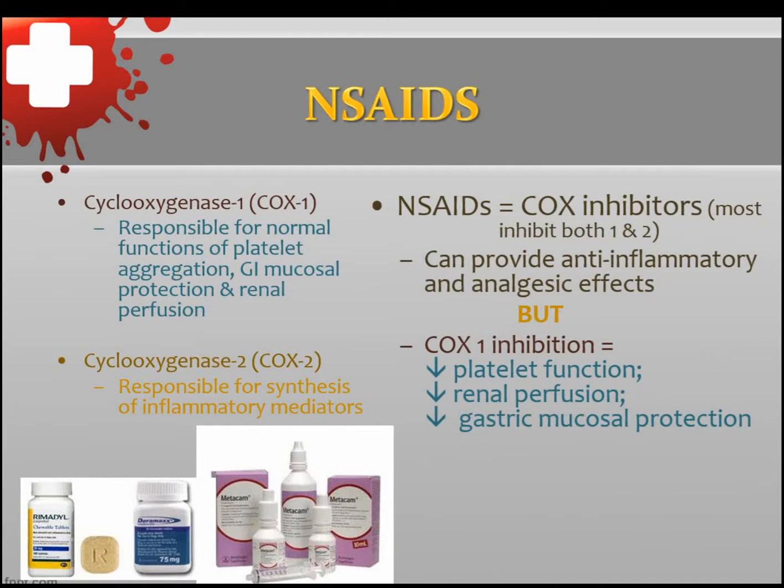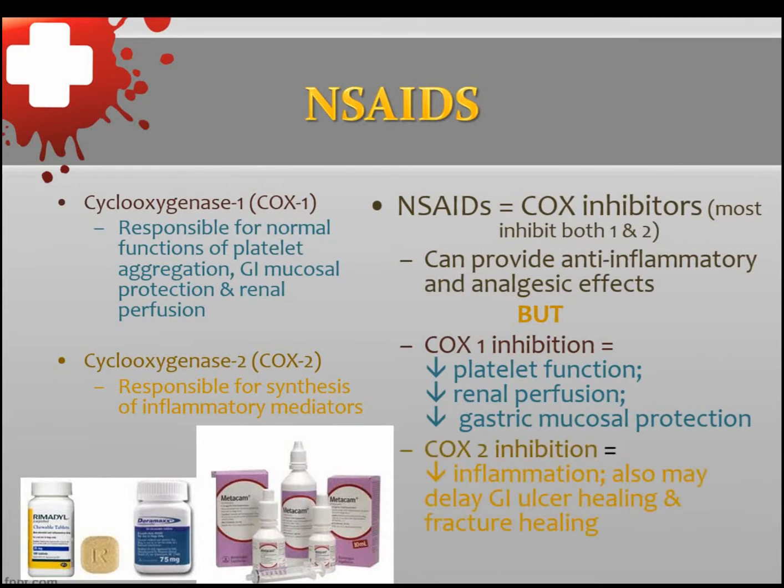So if COX-1 is inhibited, we'll have decreased platelet function, decreased renal perfusion, and decreased gastric mucosal protection. Oftentimes we see ulcers, stomach ulcers, from the use of NSAIDs. And COX-2 inhibition will decrease the inflammation, also might delay GI ulcer healing and fracture healing. So there are positives and negatives to our NSAIDs.